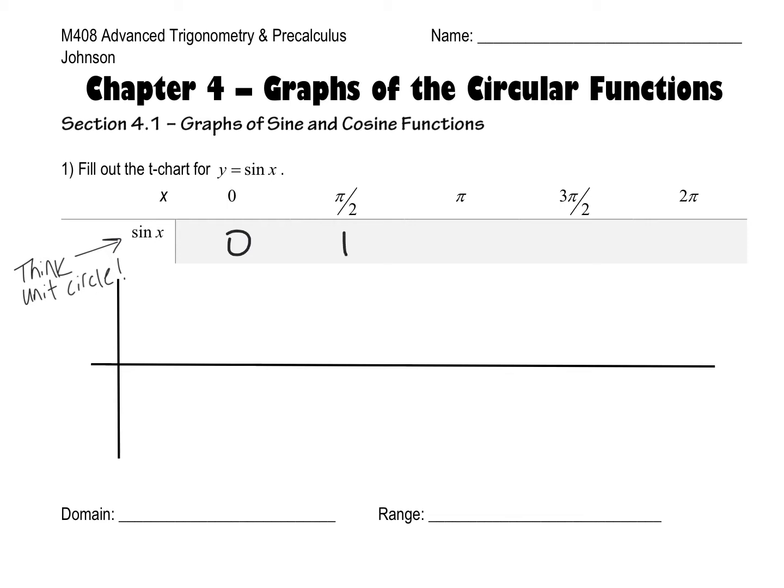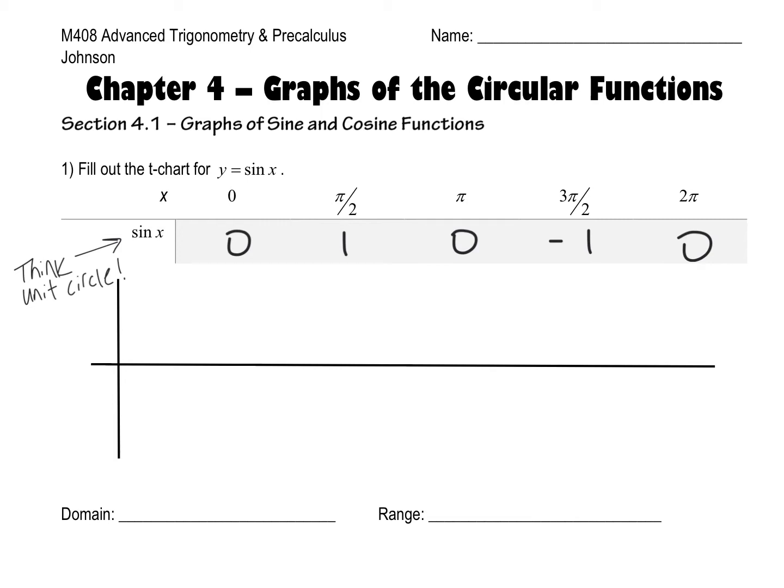Just think about all the unit circle stuff that we've been doing for the past couple of chapters, and that is where I made this weird looking t-chart for the function y equals sine of x. Ever thought about what that graph looks like? Do you think it looks like a parabola? Do you think it looks like a line? What do you think? Well, now we can actually figure it out.